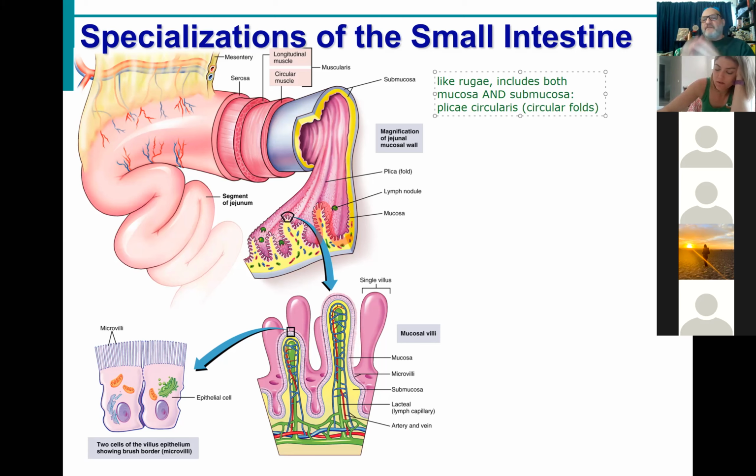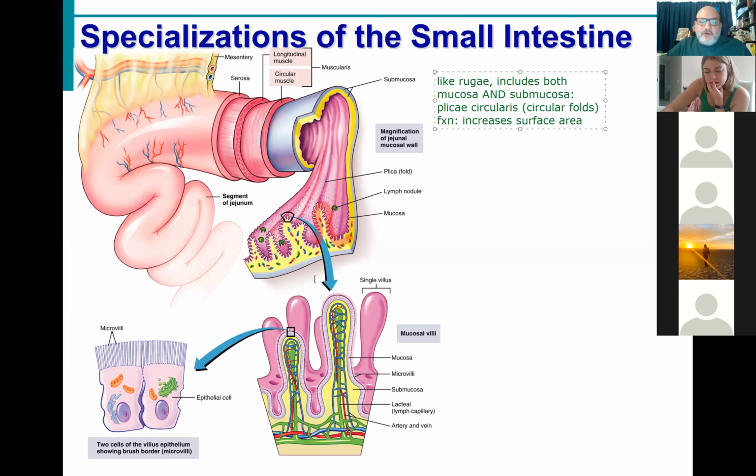Now, rugae involved the mucosa and the submucosa, and they allowed for expansion. The plicae circularis also involve the mucosa and the submucosa, but what is their function? Does our small intestine expand like our stomach does to accommodate 62 cheeseburgers or hot dogs? Does it increase the surface area? Exactly. Absolutely. They're there to increase the surface area.